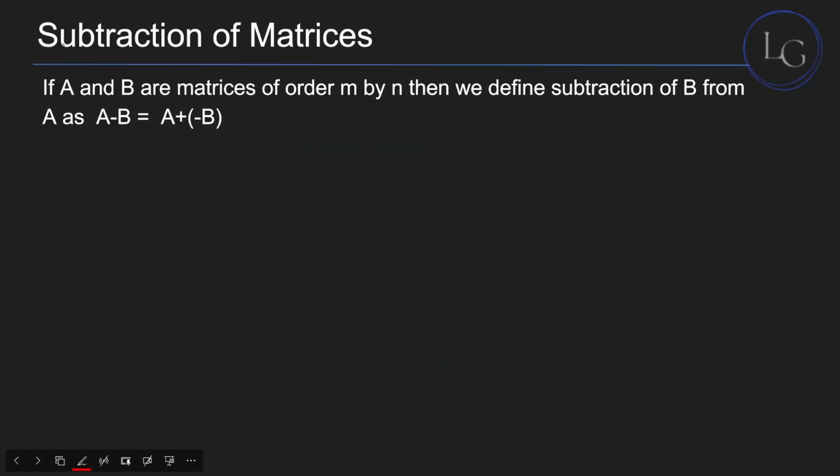Now see the subtraction of matrices. It is similar to how we have done the addition of matrices. It also has the same requirement. A and B both must be of the same order, m by n. So the order of A is equal to the order of B. And in this case, we'll just subtract the corresponding entries instead of adding them.